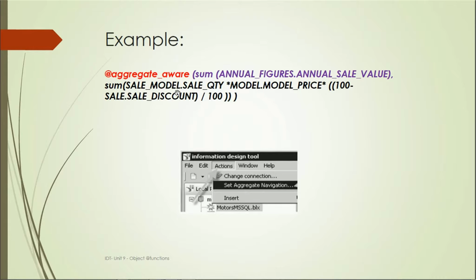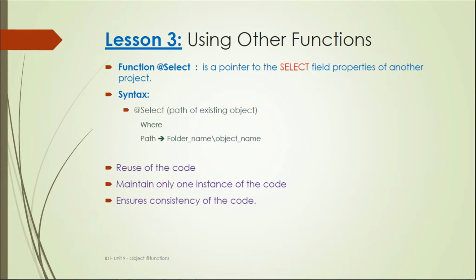After applying this aggregate aware, we need to apply set aggregation navigation, which is for incompatible objects between different levels, like the highest level and the lowest level. We need to set the incompatibility between the objects so that we can use aggregate awareness. Okay, so that's it about aggregate awareness.